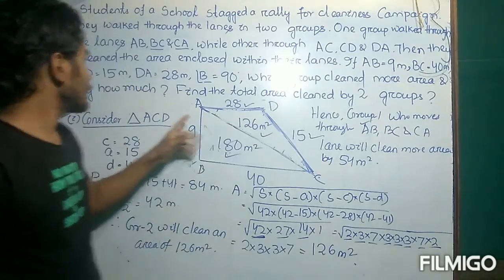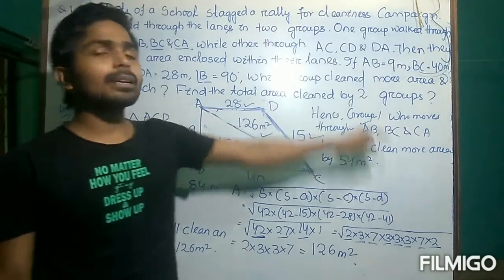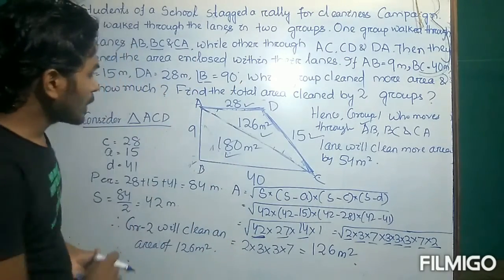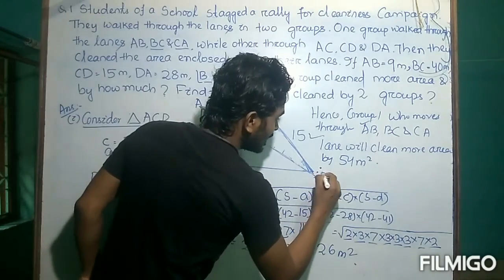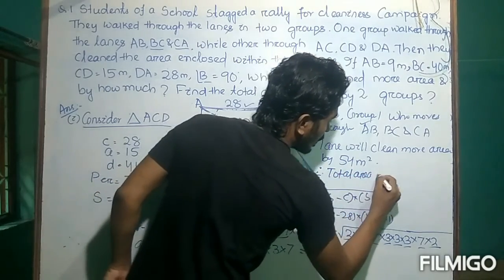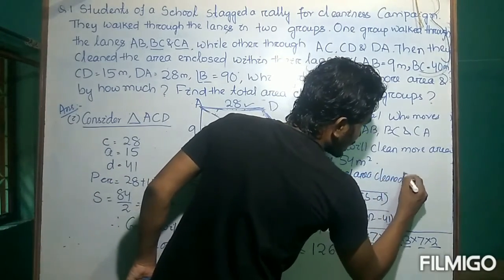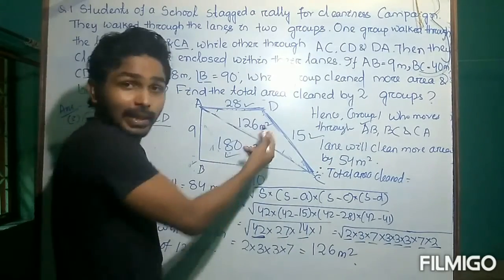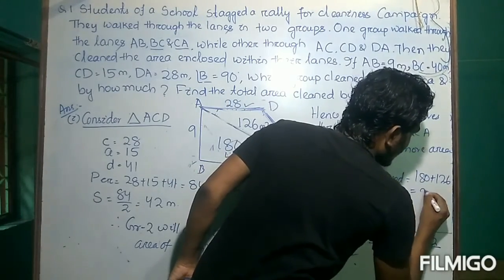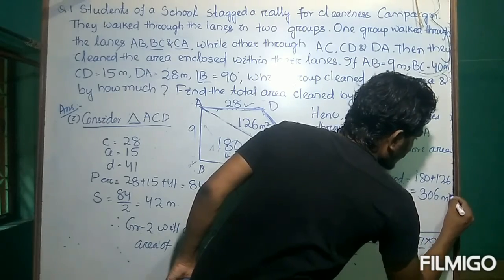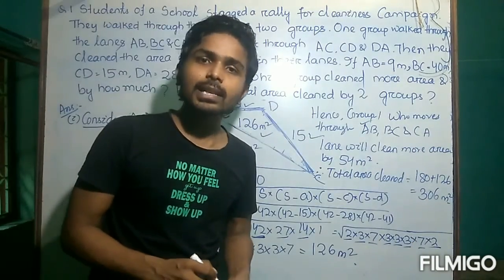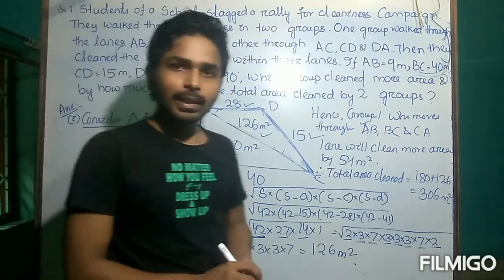There is another question. Find the total area cleaned by the two groups. We have to find the net area or the total area. So again, the total area cleaned is the addition of these two areas. 180 plus 126 is 306 meters square. Hence the total area cleaned by group 1 and group 2 is 306 meters square. Now it is clear? Okay.